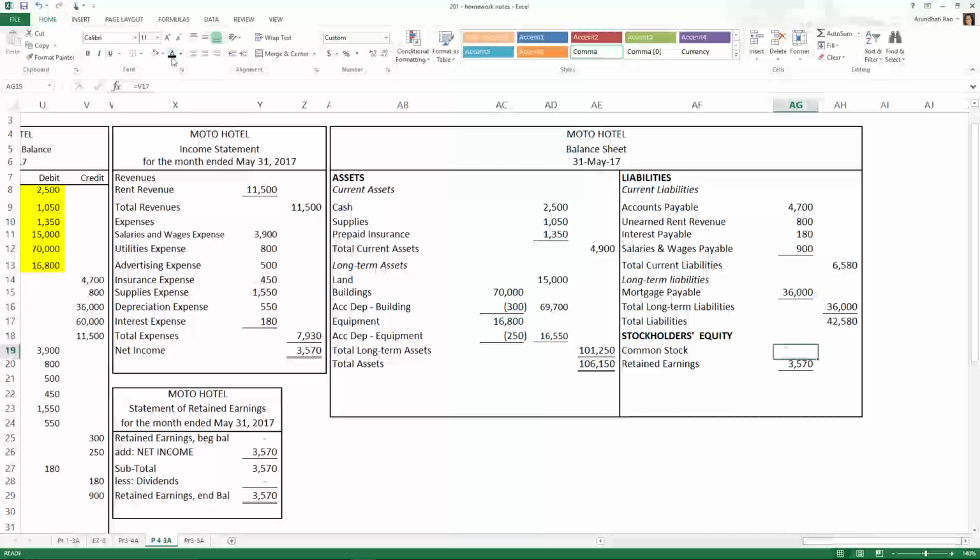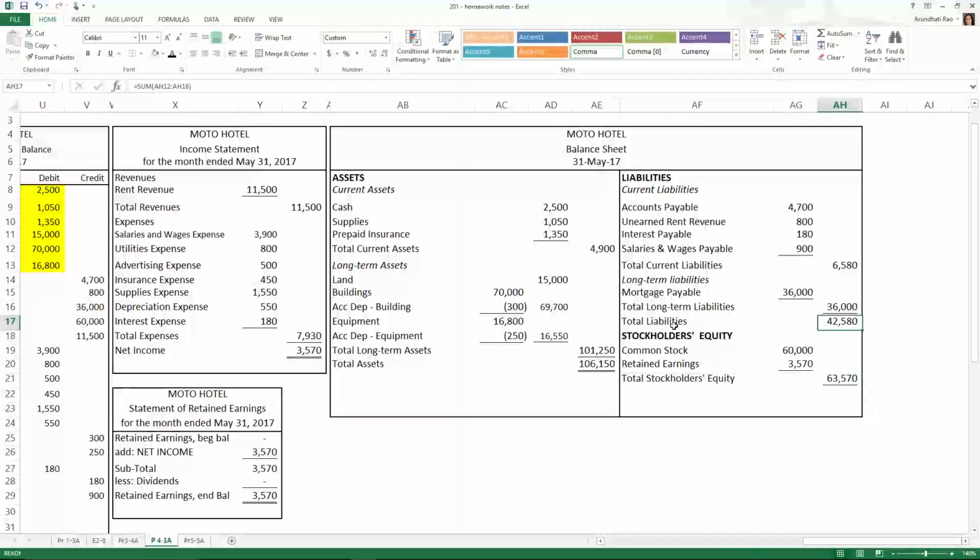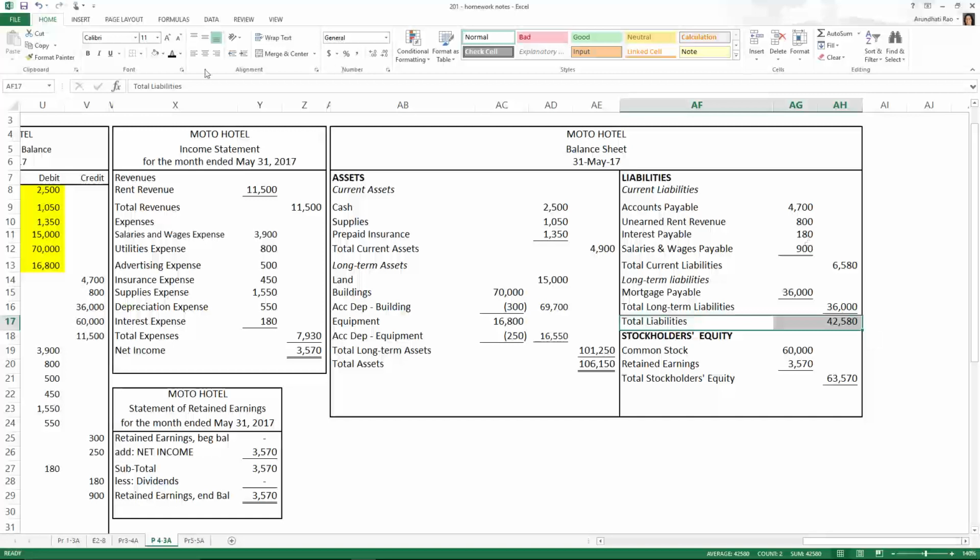We bring that number over. We calculate the total equity. And the last step is adding up these two numbers. I'm going to highlight them again for us so we can see it. Your total liabilities plus total stockholders' equity. When you add up those two numbers, what should that be equal to?